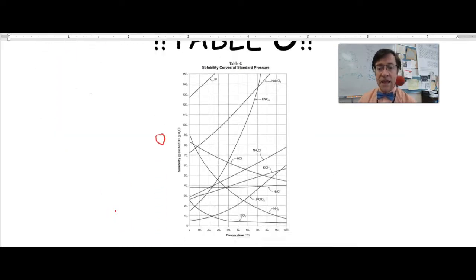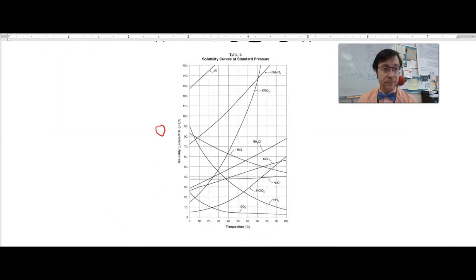All right, and that brings us here to Table G, which is another bit of scientific literacy. What this tells us is the solubility of different substances at different temperatures. Now let's look at two of them. First one I want to look at here is this guy, sodium nitrate.